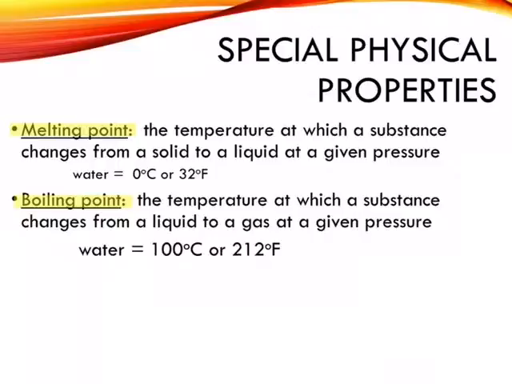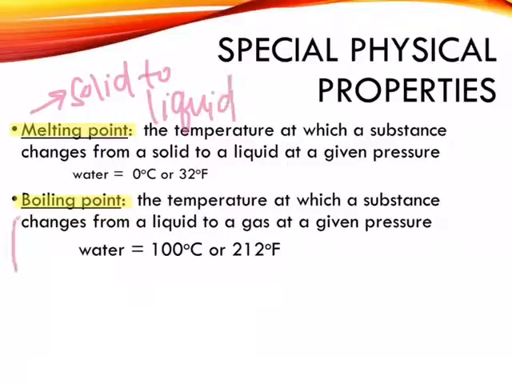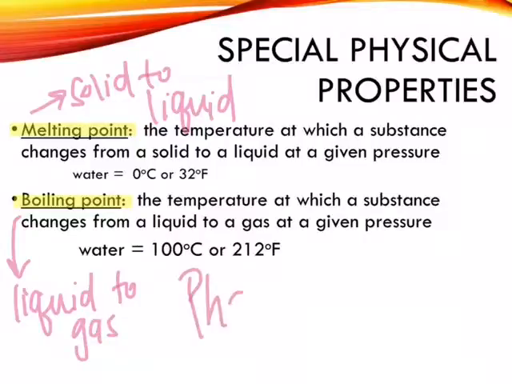Two important physical properties are melting point and boiling point. These are the temperatures where the thing will either melt or boil, so change from a solid to liquid, or boiling point would be changing from a liquid to gas. These are both phase changes, and so they are physical.